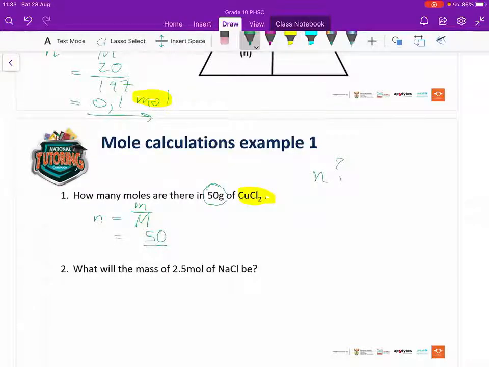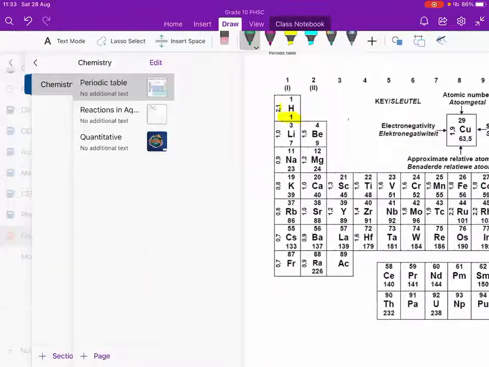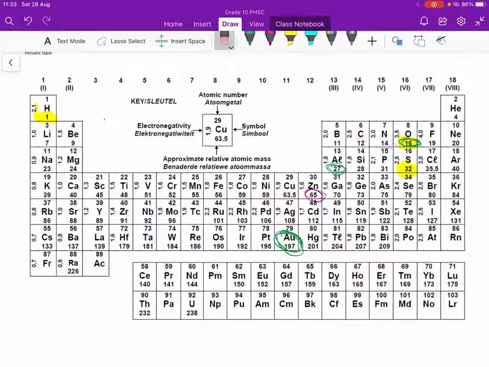Now we've got to work that out. We don't have to work it out separately, we can just put it in our formula. But let's quickly get the relative atomic masses of copper and chlorine. We go to our periodic table, go to copper, and here it is. The relative atomic mass is 63.5, and then chlorine is 35.5. As you do this, you'll get used to these numbers, and some of them you'll know off by heart. Now we can go back and work it out.